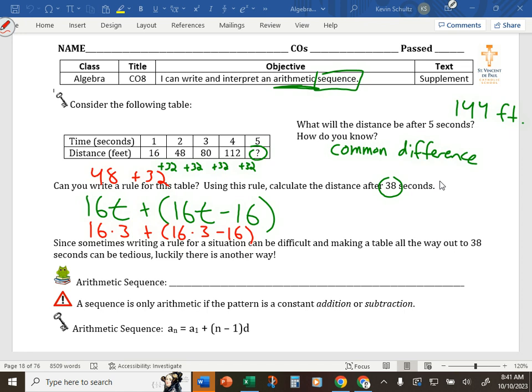So we can rewrite this to be 16t plus 16t minus 16. And we'd still get the same answer that we got over here. Can we simplify this further? You could add the 16 t's together. And get what? 32 t's. So 16t plus another 16 t's is 32t minus 16.